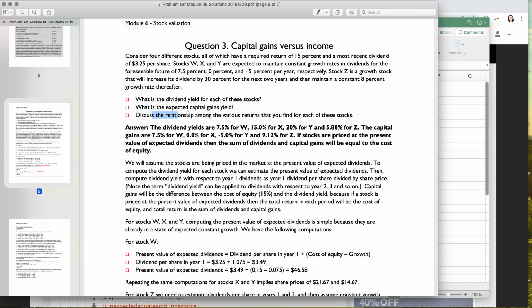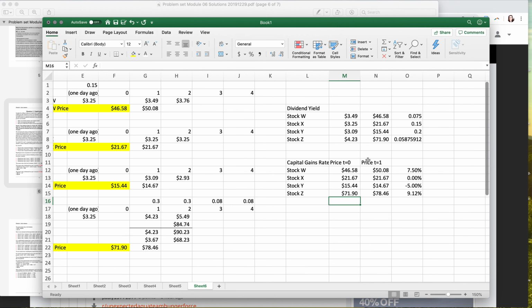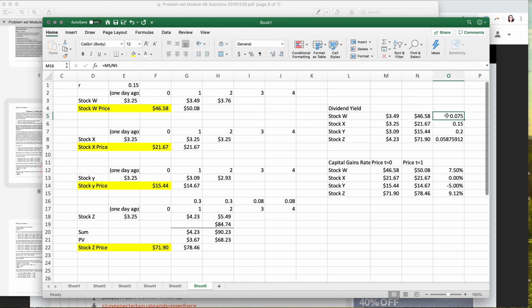And let's add a little bit of commentary. Discuss the relationship between the various returns that you find for each of these stocks. Okay, so these make sense, I would think. This especially makes sense because the dividend is growing at a certain rate, and if the dividend is growing at that rate, then the stock price should grow at that rate as well because the stock price is the present value of the dividends. Stock Z is a little bit of a weird kink in the plan because we only have a 30% growth rate in the first year and then 8% all thereafter. And so this capital gains rate of 9.12 is a kind of average between the two of those.